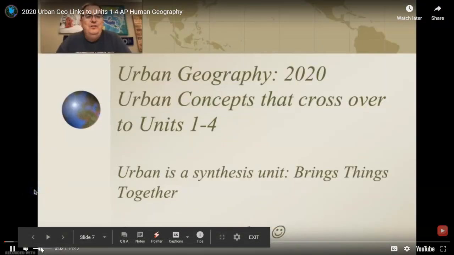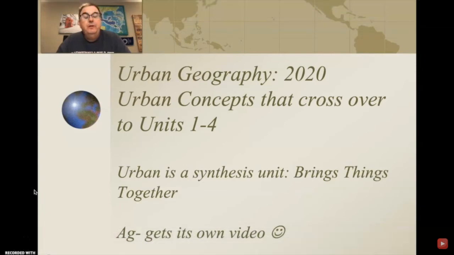Oh, how about Palmer, how you guys doing? We're going to talk about Urban Geography 2020 on the AP exam this year. And the FRQs are just going to cover units 1 through 5 this year on that test that's going to be 45 minutes long. But Urban Geography has a lot of crossover content that covers multiple units. Now, this video is going to deal with units 1 through 4. And urban is this big synthesis unit that brings things together. And so we want to make sure that we're connecting pieces together. Now, ag has so many connections with urban that it gets its very own video.